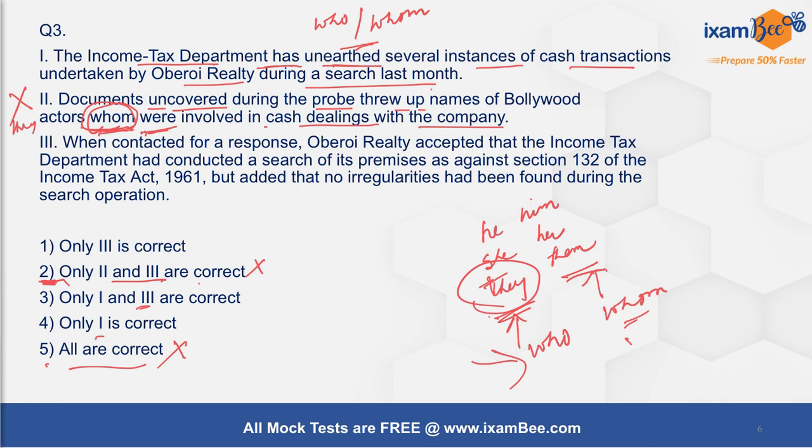Now, third sentence. When contacted for a response, Oberoi Realty accepted that the income tax department had conducted a search of its premises as against Section 132 of the Income Tax Act 1961, but added that no irregularities had been found during the search operation. Here, reading skills are important. That will make you get a feel that here it says conducted a search of its premises as against section 132. It should be under section 132.